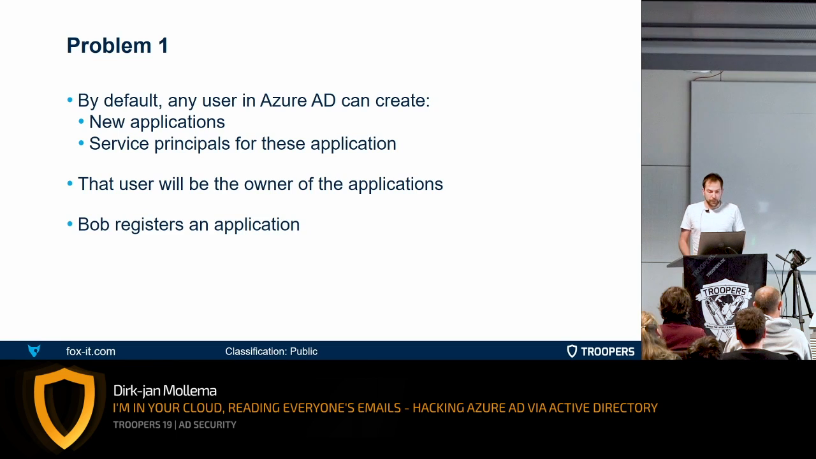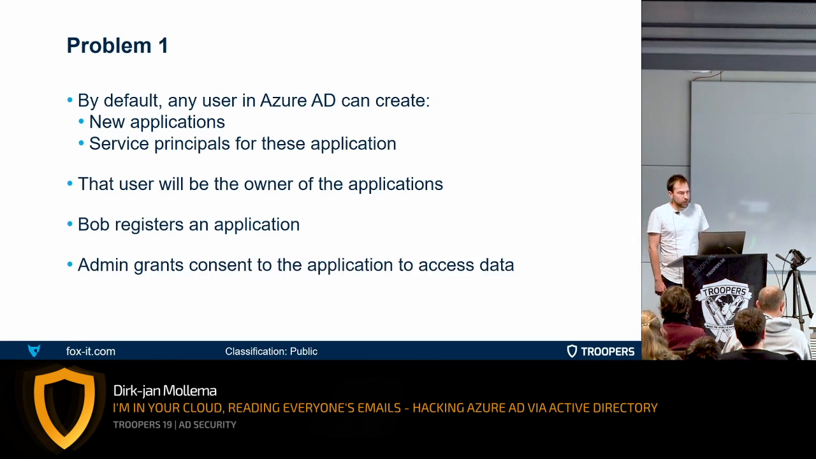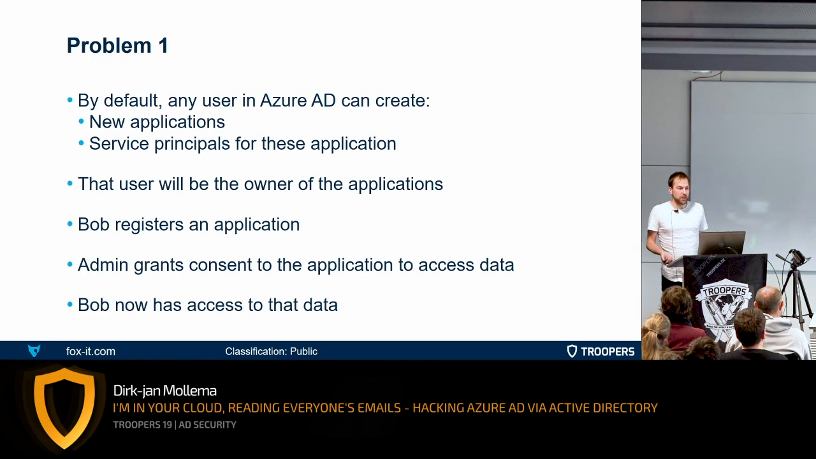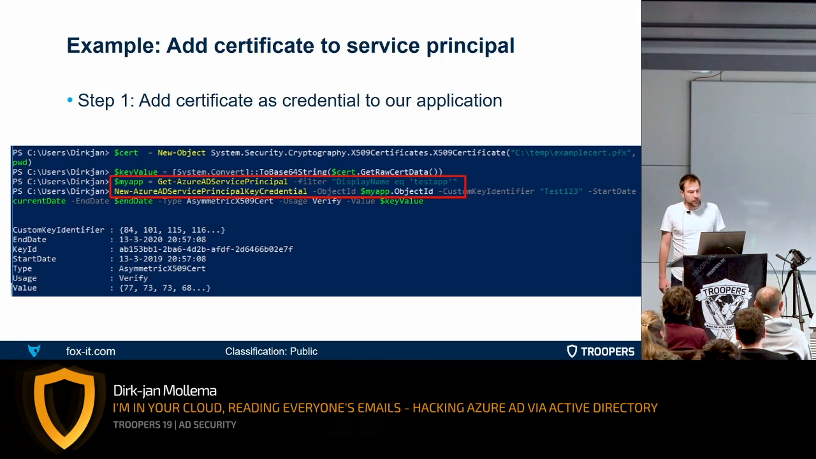So let's imagine that Bob registers an application, and that application needs to perform some task. It needs to read data or write data, and he asks the company admin, hey, can you give my application some permissions, because it needs this. So the admin consents to the application getting those permissions, and now Bob suddenly also has these permissions because he owns the application. What Bob can, for example, do is create a new certificate and assign that certificate to the service principal, after which he can log in with that certificate as being that service principal.